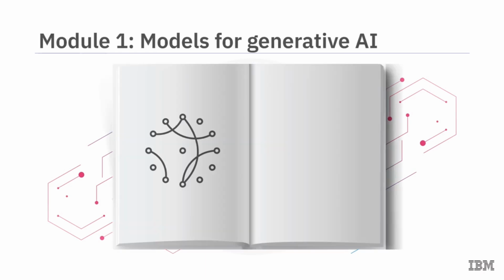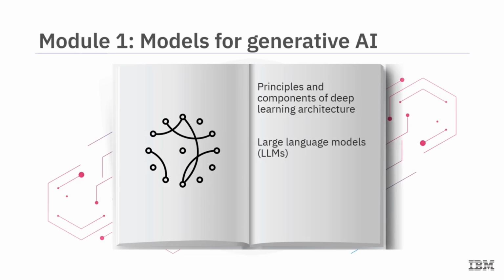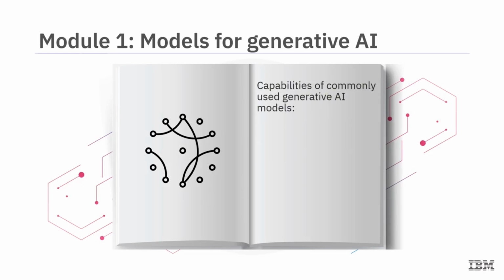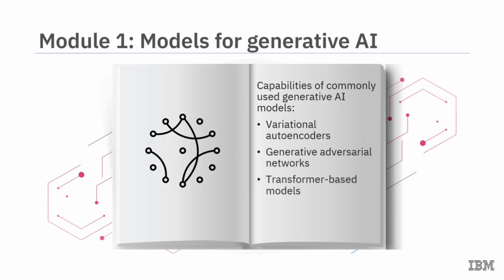module. In Module 1 of the course, you'll explore the principles and components of deep learning architecture and understand how large language models are created. You'll also differentiate between the capabilities of commonly used generative AI models, such as variational autoencoders, generative adversarial networks, transformer-based models, diffusion models, and foundation models.